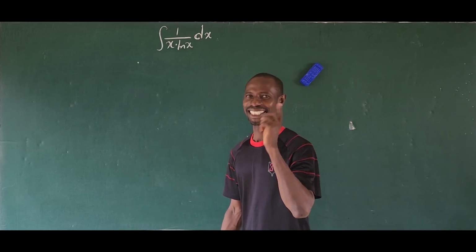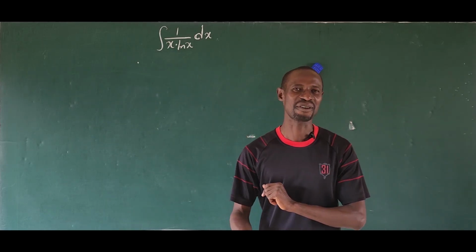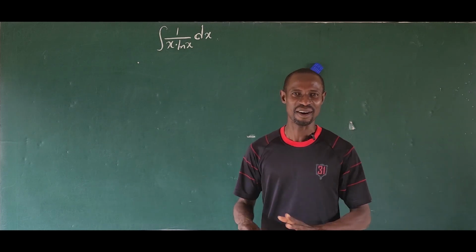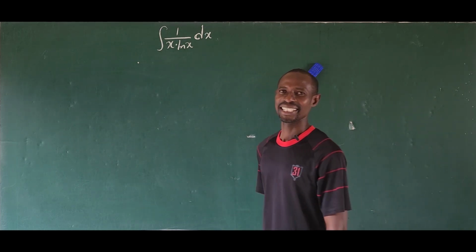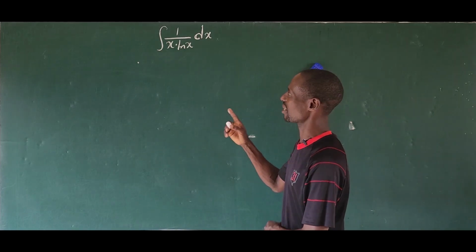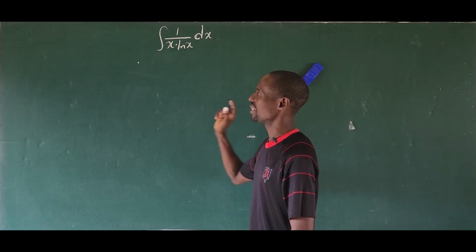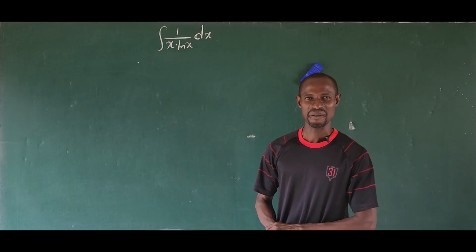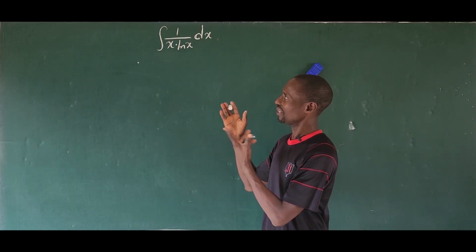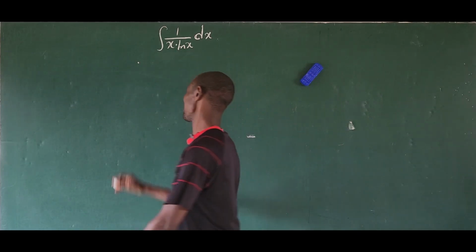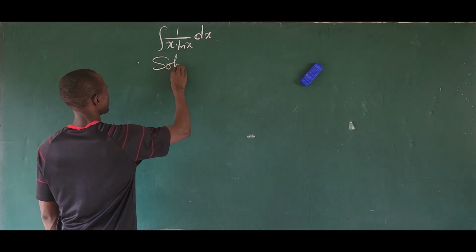Hello, great family. Here we have this question before us here. It's a different question from the questions we normally solve on this channel. So it's an integration, okay? So the question is the integral of 1 all over x times the ln of x dx. What is the value if we are to integrate this, or how do we integrate this? So let's take our solution.